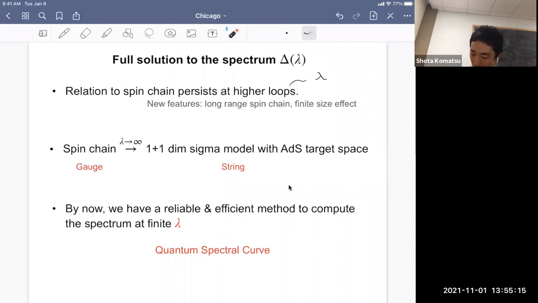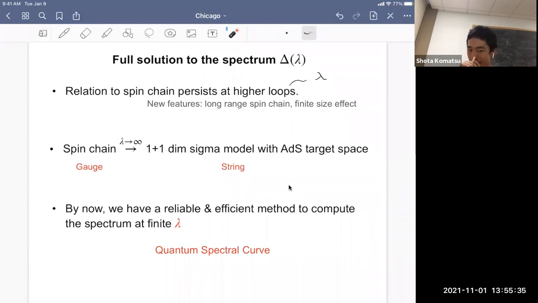And also there are some finite size effects that you need to worry about if the range of interaction exceeds the length of the spin chain. But there are also ways to analyze this. And integrability still survives in the presence of such finite size effects.